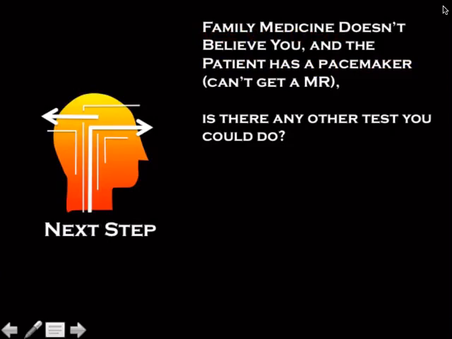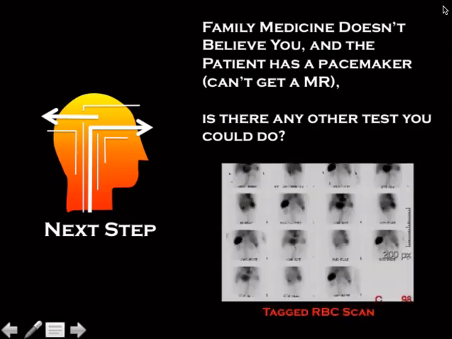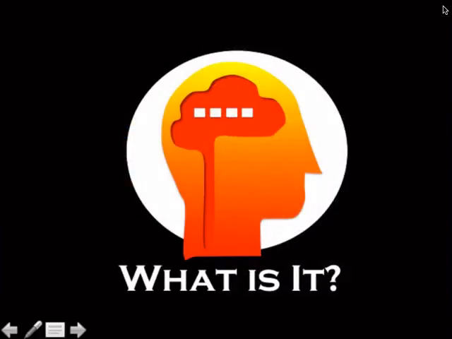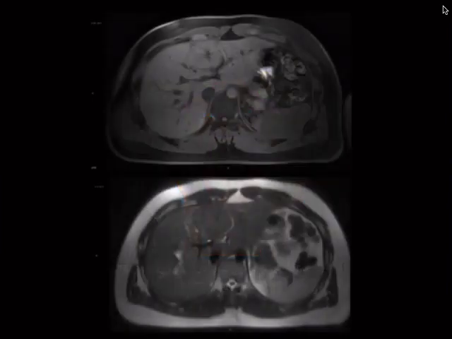So family medicine doesn't believe you. Is there any other test that you can do other than an MR? And you can get a tagged red blood cell scan, right? I've seen it done. It's a thing. Nuclear medicine tends to show up in this kind of... this is the utility of nuclear medicine in the real world. All right, next case.